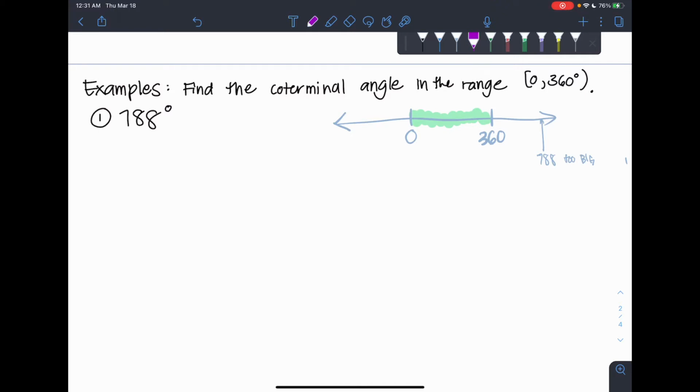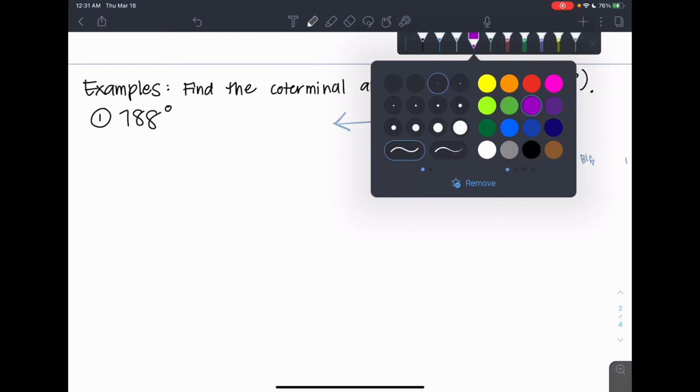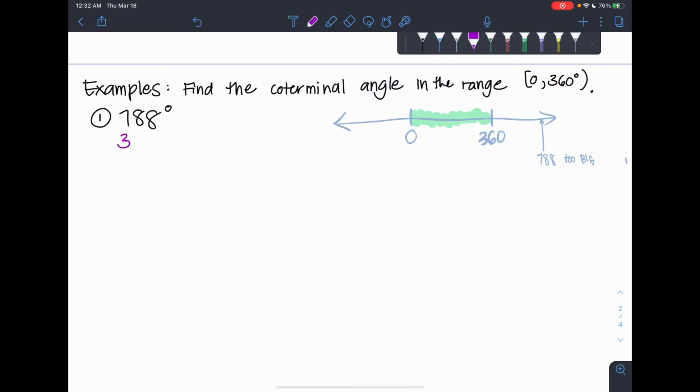So we're going to subtract 360 degrees. This will give us 428 degrees. So that means from 788, we took off a full rotation, but we still ended up at 428 degrees, which is still too big.